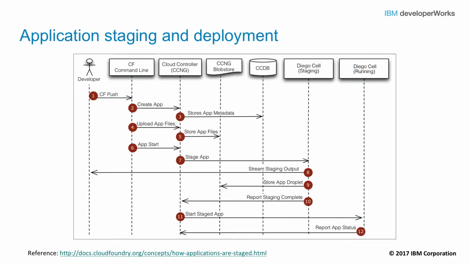This diagram shows the detail of the staging and deployment process when using a buildpack. The sequence of events is as follows. At the command line, the developer enters the directory containing the application and uses the Cloud Foundry command line interface, CF CLI, or Bluemix command line interface, to issue a push command. The CLI tells the Cloud Controller to create a record for the application. The Cloud Controller stores the application metadata. Application metadata can include the app name, number of instances the user specified, the buildpack, and other information about the application.